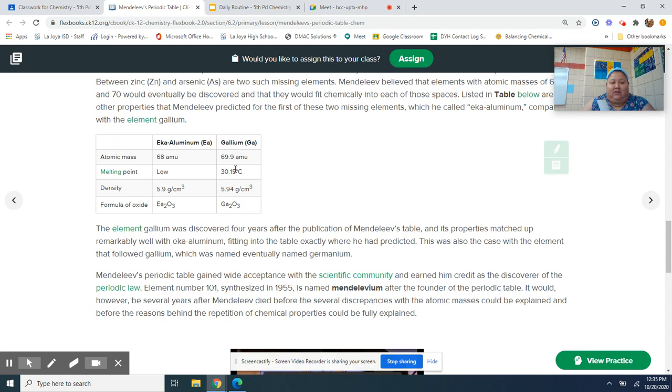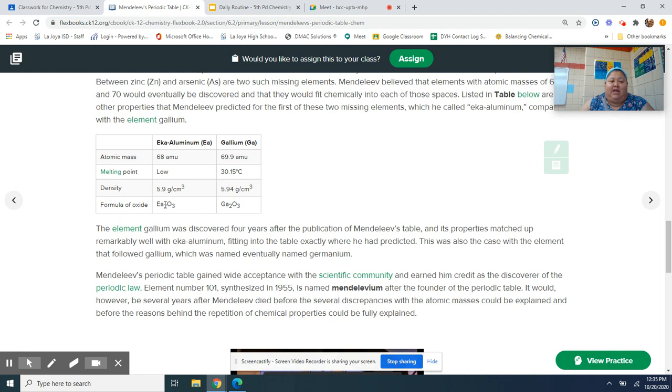So here we go, let's compare. Gallium, which was discovered 4 years later, versus what he predicted. He predicted that it would weigh 68, gallium weighs 69.9. Very close. Not exactly, but close. He said that the melting point would be low. Gallium melts at 30.15. Mendeleev predicted that the density would be around 5.9. The density of gallium is 5.94. Extremely close. And look at the formula.